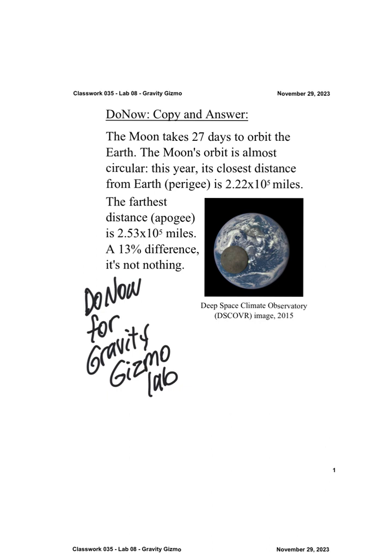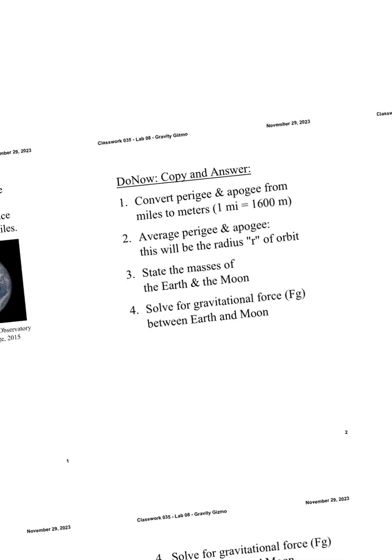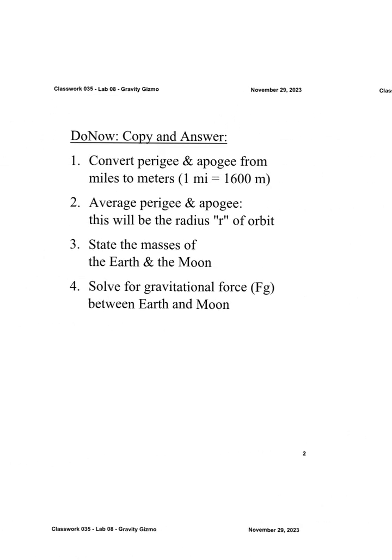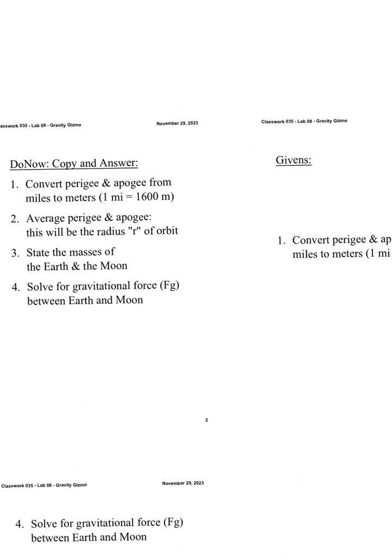So the things that they tell us are the moon takes 27 days to orbit, so that's the period of its orbit. It says that its closest distance to Earth is 2.22 times 10 to the 5 miles. The farthest distance from Earth is 2.53 times 10 to the 5 miles. And so, yeah, 13% difference. Okay, well, what questions are they going to ask? I don't know why this is rotating, but we'll deal with it.